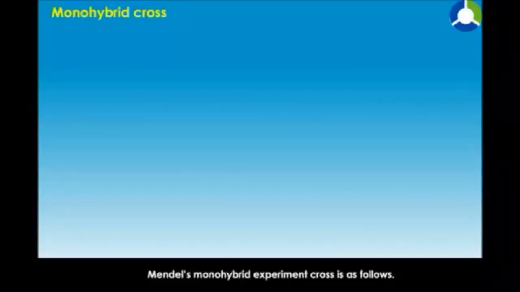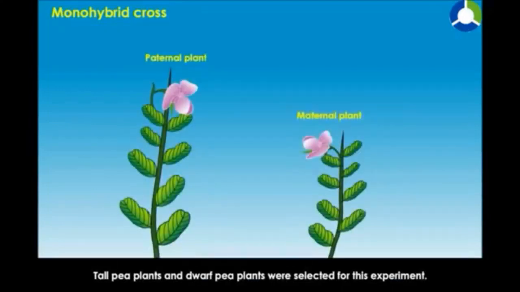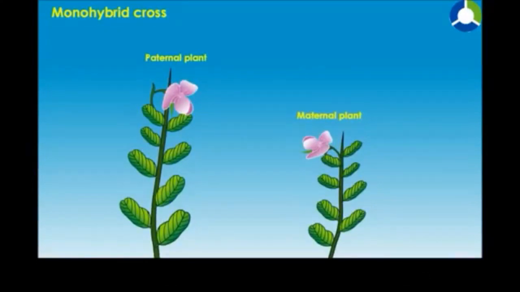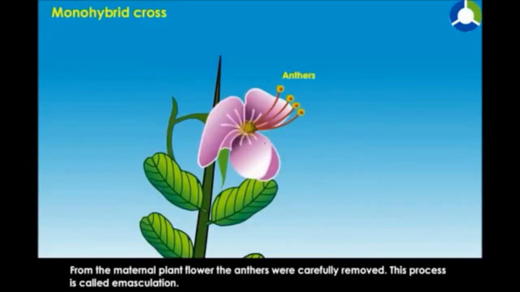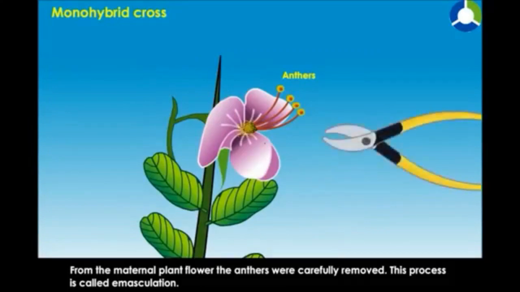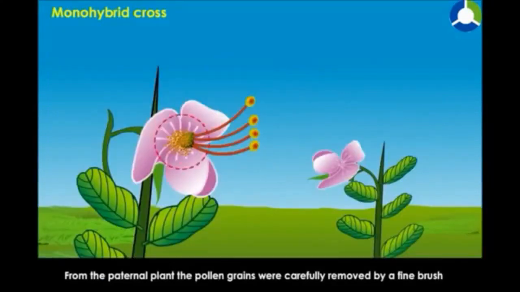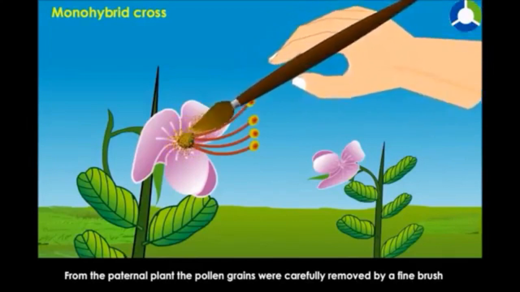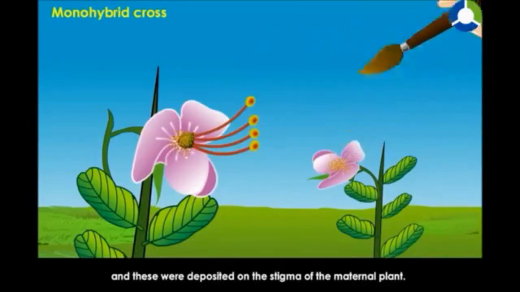Monohybrid cross. Mendel's monohybrid cross experiment is as follows. Tall pea plants and dwarf pea plants were selected for this experiment. Of these, one was used as the maternal plant and the other as the paternal plant. From the maternal plant flower, the anthers were carefully removed. This process is called emasculation. From the paternal plant, the pollen grains were carefully removed with a fine brush, and these were deposited on the stigma of the maternal plant.